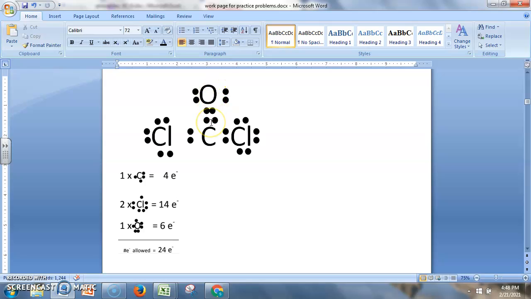We have a double bond from the carbon to the oxygen. We have a single bond to each of the chlorines. Every atom here on this molecule has the 8 they need for the octet rule. So we can go ahead and erase shared pairs with lines to turn it into a Lewis structure.